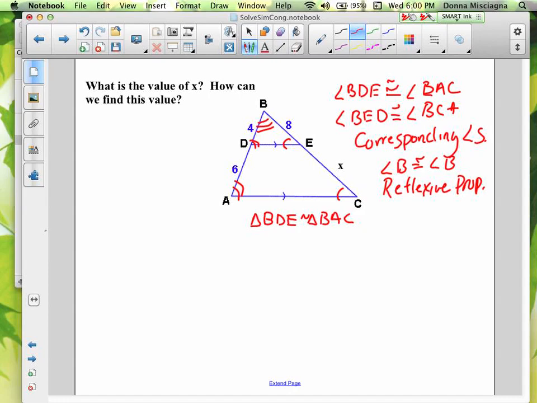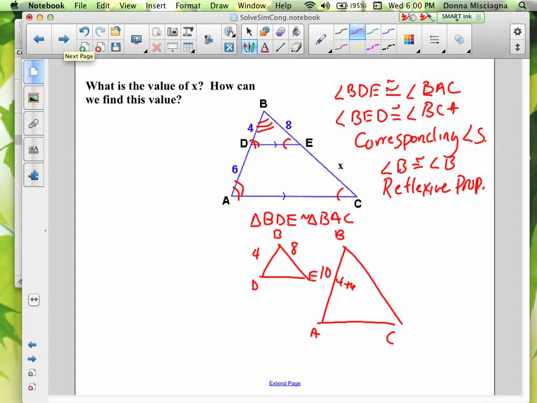Again, you want to make sure you match up the correct parts. And it doesn't hurt, it's not a bad idea at all to just draw them separately so you can see the parts. So this is triangle BDE and this is triangle BAC. So this side is 4, 8. BA would be 4 plus 6 or 10. And then BC, this one is definitely a tricky one. It is 8 plus x.